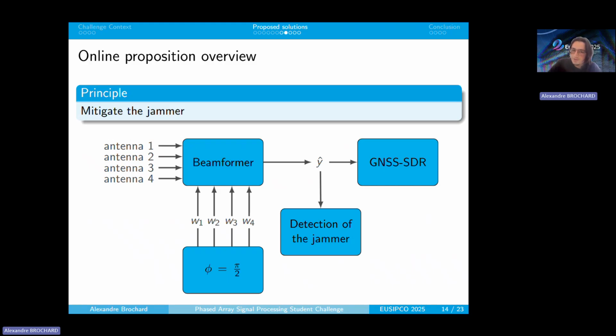With those filtered observations, we are also going to try to detect the jammer, same as the offline proposition. But now, because we should have mitigated the jammer, we are going to feed GNSS-SDR with the filtered observations to see if we are going to find the true position of the GNSS receiver.